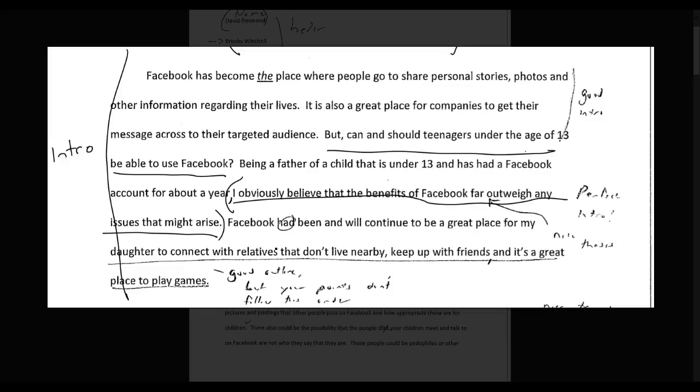So pretty nice introduction. He talks just a little bit more generally about Facebook, so he starts broad. He narrows it to the controversy, which is, should kids under 13 be allowed to have Facebook accounts? And then he gives his thesis.